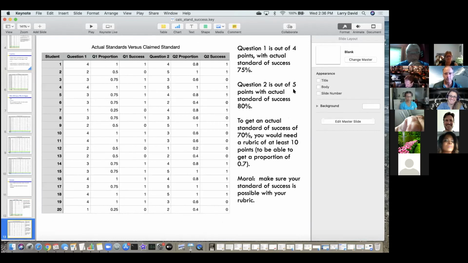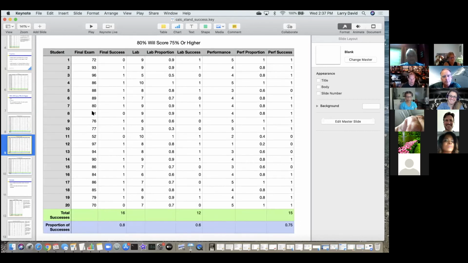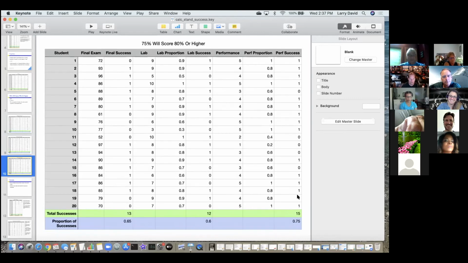Okay, so finally, this is kind of tricky, but this is really significant, I think, and I ran into this when I did assessment of Math 197 last time. If we look at this performance tool, it had a 5-point rubric, and that resulted in the results being the same, whether I was using a 70% cutoff, 75%, or 80%. This was all 15 out of 20, which gave me 75%.